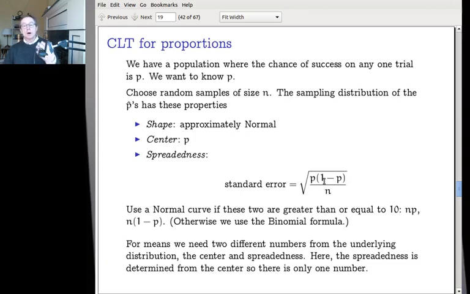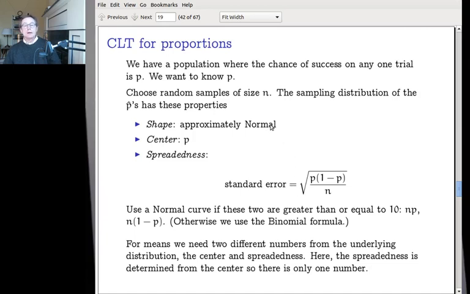Okay, but so there's some talk here about under what circumstances you can use a normal curve, but we're always going to use a normal curve because we're not going to cover the binomial stuff, just because we're trying to pare back and make only the material that we feel is absolutely necessary.